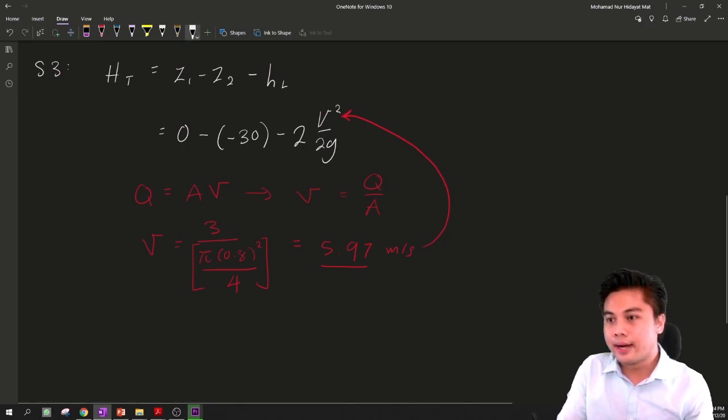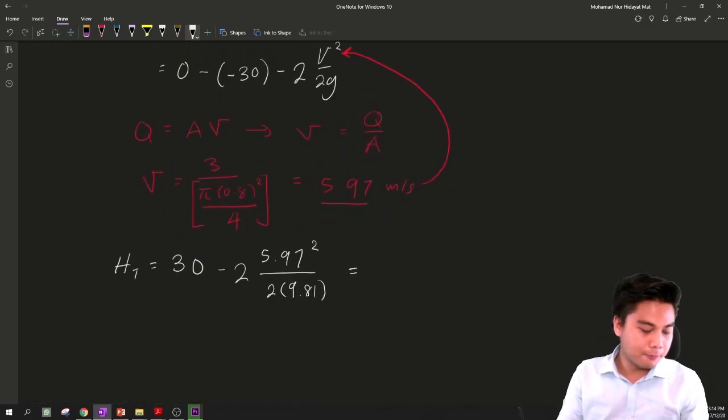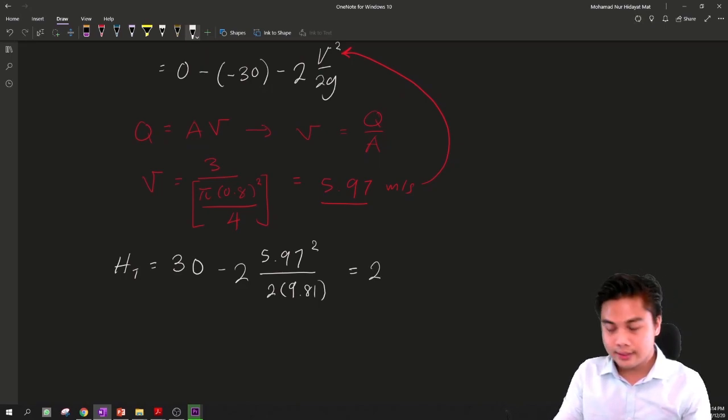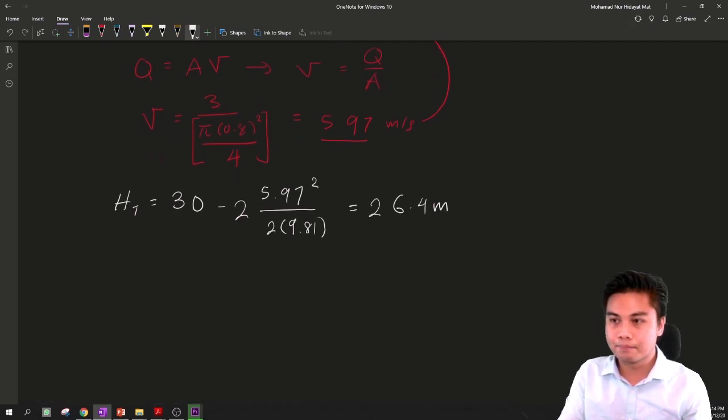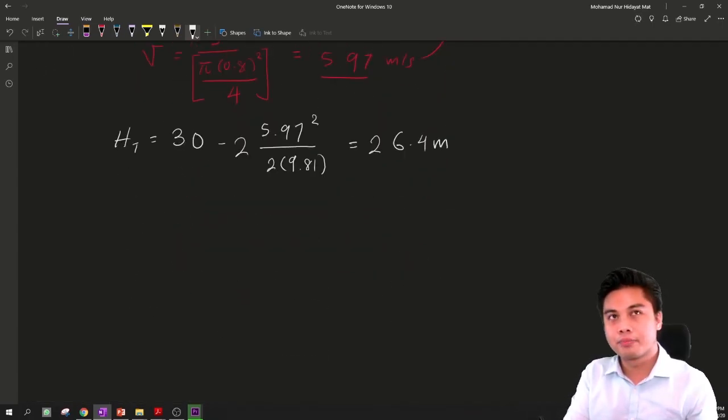Based on this velocity, we substitute back into the equation. So head of the turbine equals, negative becoming positive, 30 minus 2 times 5.97 squared over 2g, with gravity 9.81. Thus, the final answer for the head of the turbine is 26.4 meters.